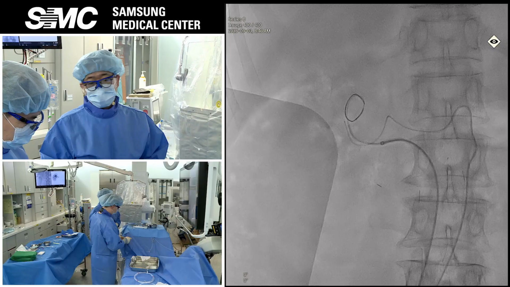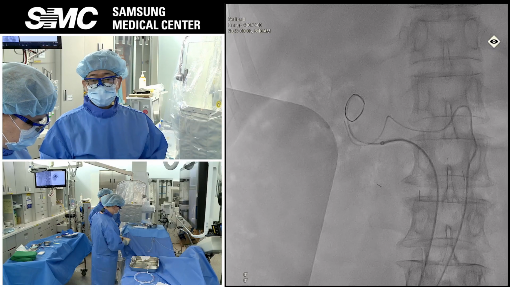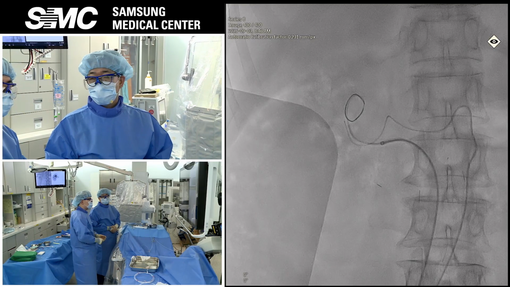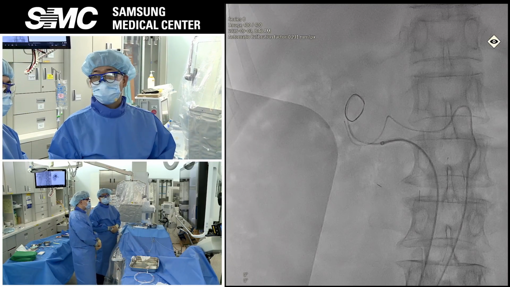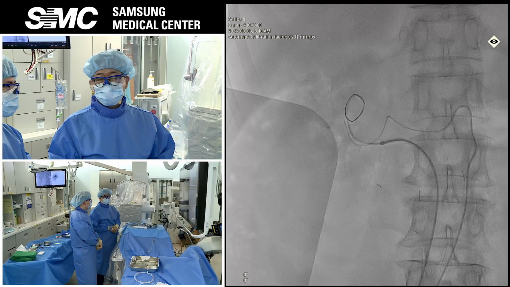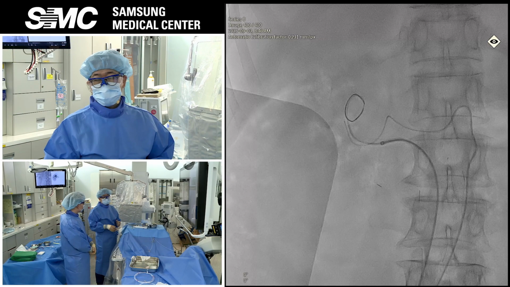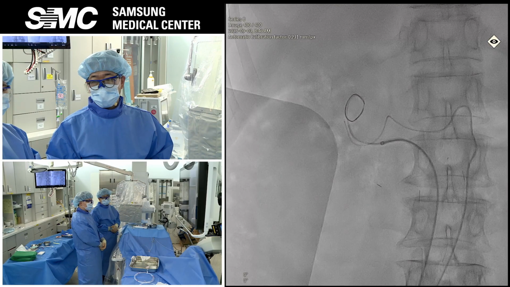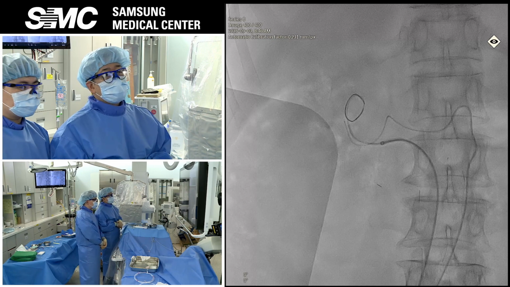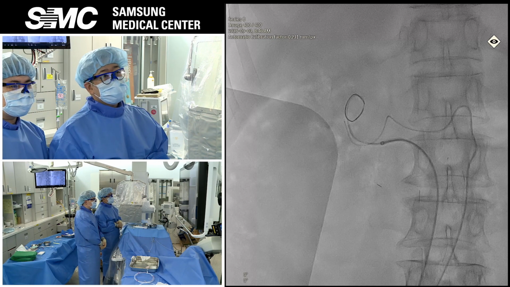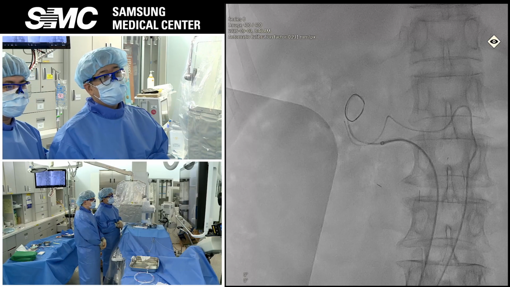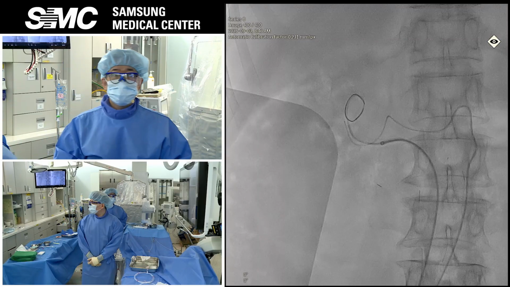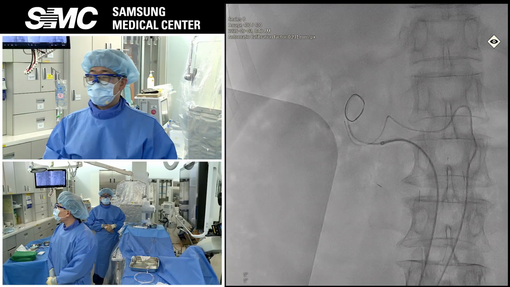So we are trying to use a Concerto 3D coil first to make a stable frame of the coil mass, and then we add additional coils to embolize with tight packing of the type 2A AVM. The measured length of the nidus is 19.5 millimeters. So we can use the biggest 3D Concerto coil.